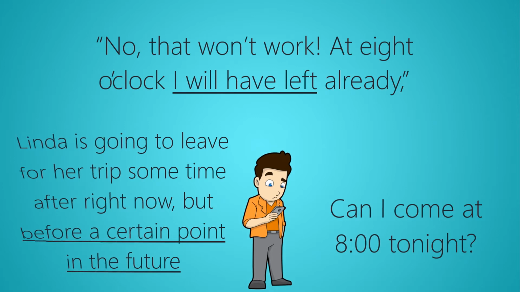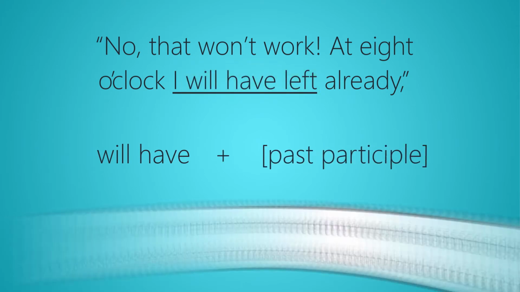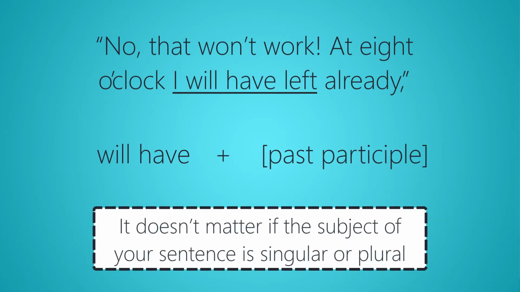The formula for the future perfect tense is pretty simple. Will have plus past participle. It doesn't matter if the subject of your sentence is singular or plural. The formula doesn't change.